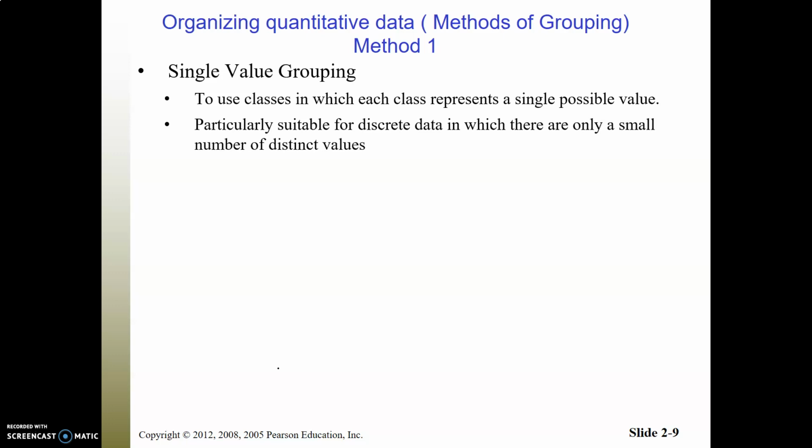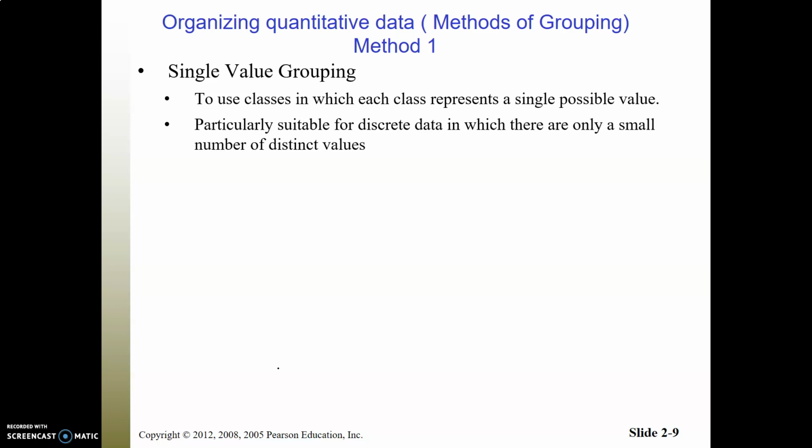And this type of grouping is useful when we have discrete data which has only a small number of distinct values. For example, I can organize my class on the basis of the number of siblings you have. Let's say somebody has no siblings, that belongs to one class. Somebody has 2 siblings, that belongs to another class. And somebody may have 3 or 4 siblings. So each category is made by the number of siblings that you have. Such type of grouping is called single value grouping. Each class represents a single value.